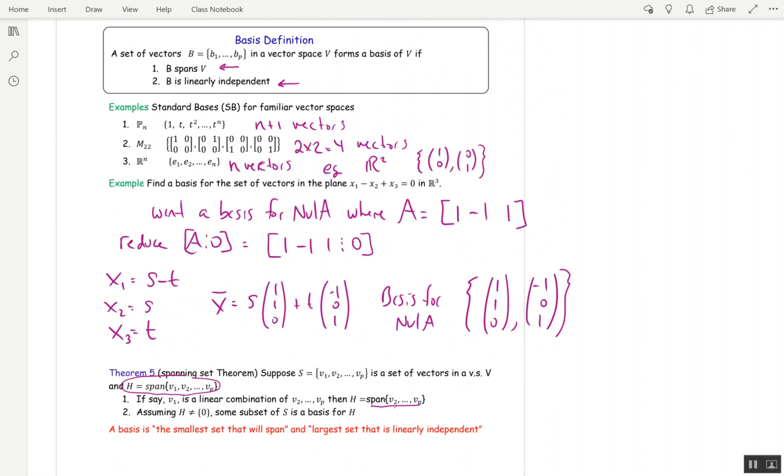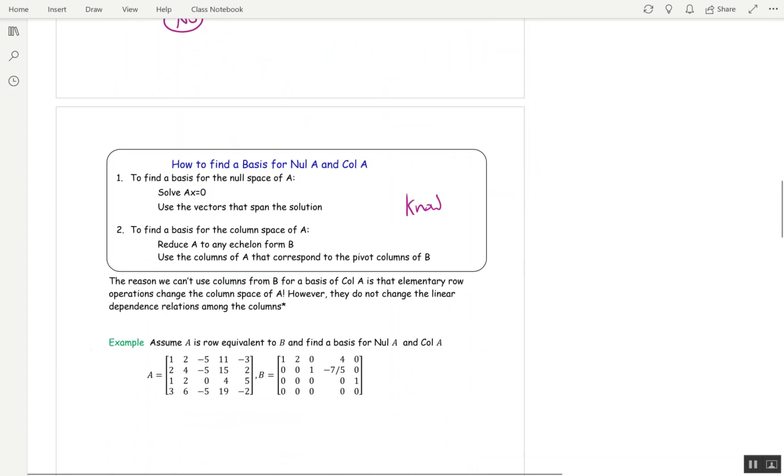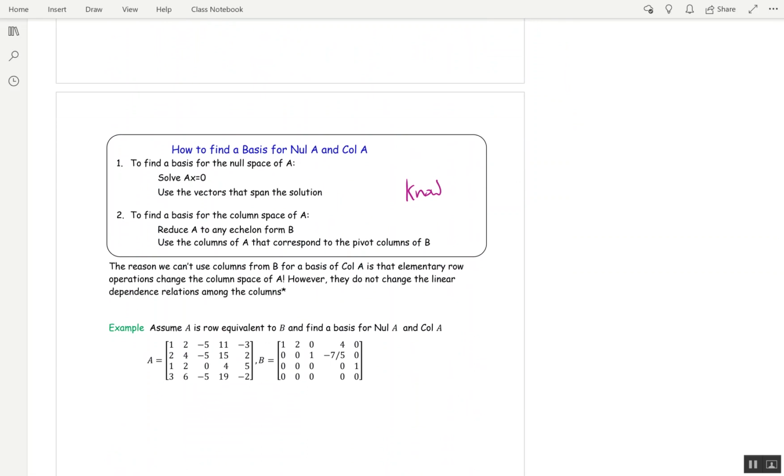We found a basis for null A where A was this matrix. So that's pretty straightforward. And then finding a basis for col A, reduce A to echelon form, and then look at the pivot columns of B and use the corresponding columns of A. All right? And the reason you can't use the columns from B is that row operations will actually change the column space.